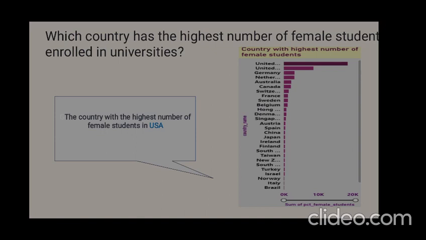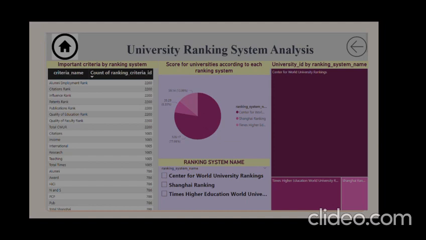Which country has the highest number of female students enrolled in university? The countries with the highest number of female students are the USA, followed by United Kingdom, Germany, Netherlands, and Austria, and so on. Now we move towards our second dashboard. This is the university ranking system analysis.